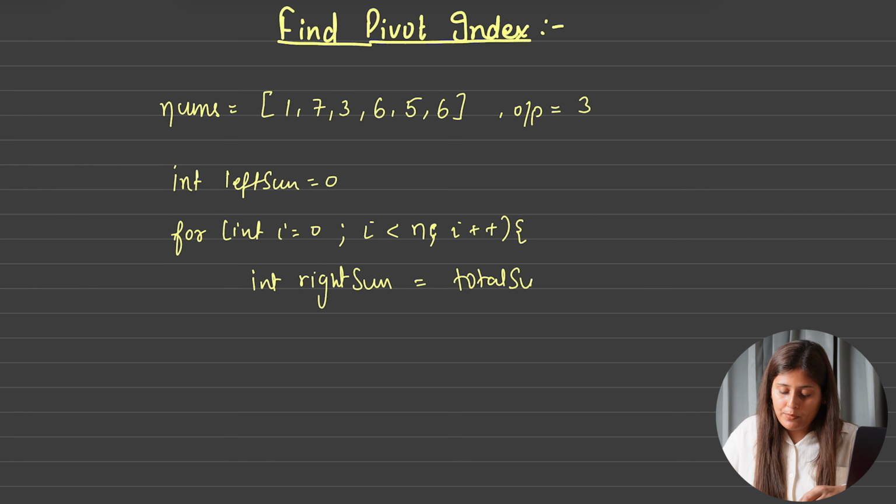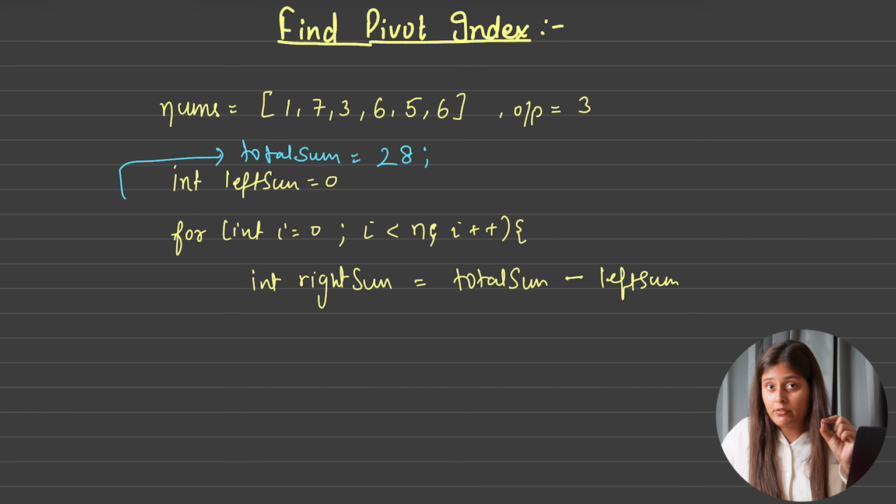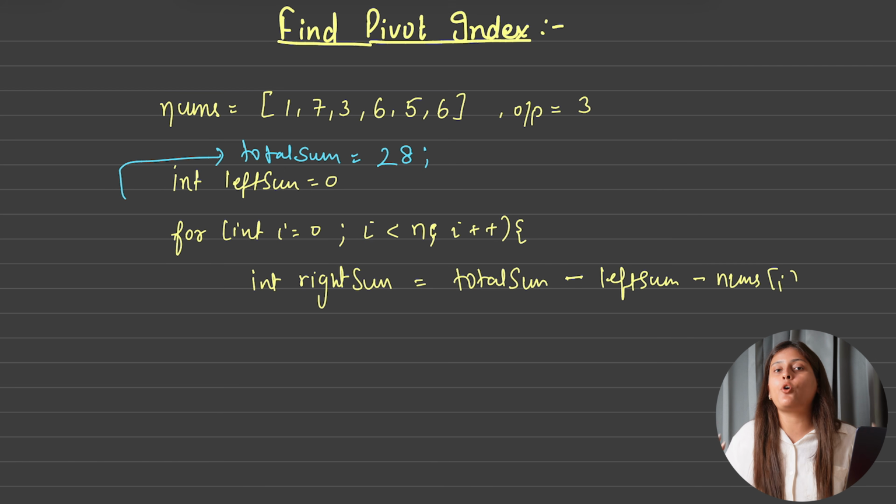What is total sum? So before writing this, somewhere here we will calculate the total sum, and total sum will be nothing but the summation of the whole nums array. Okay, so in this case it's 28. Okay, now from total sum we want to subtract the left sum. So if we subtract the left sum and if we subtract the current index value, I can say I have got the right sum.